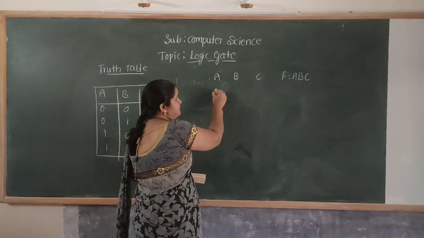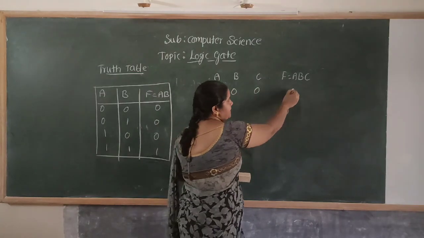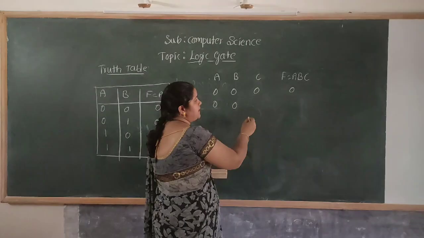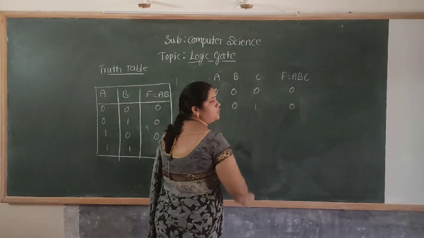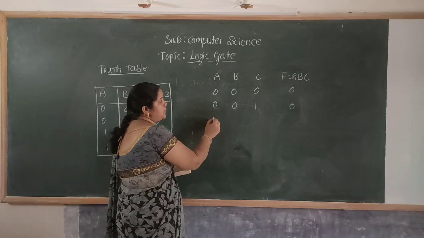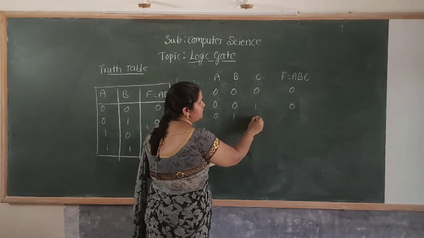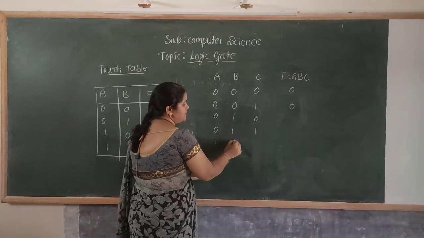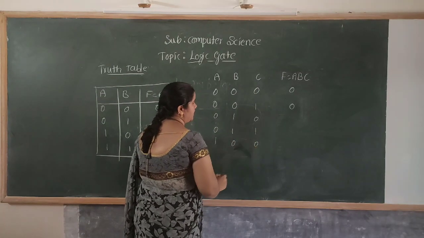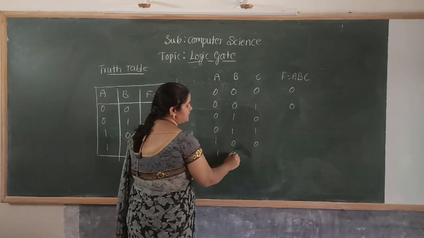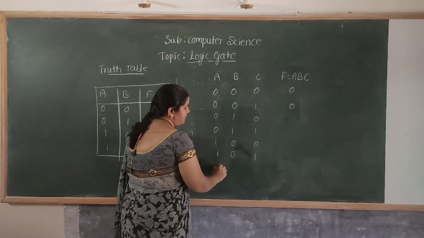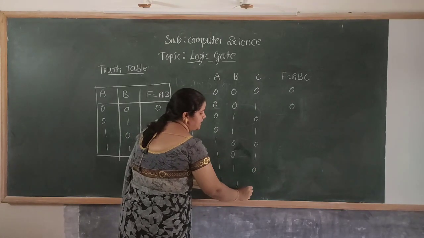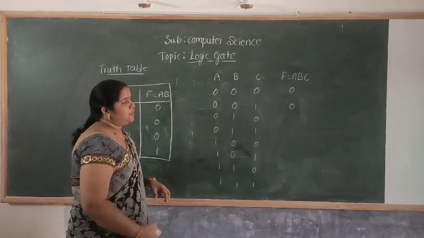When all inputs are 0, the output will be 0. A value 0, B value 0, C value 1, output 0. Then A 0, B 1, C 0; A 0, B 1, C 1; A 1, B 0, C 0; A 1, B 0, C 1; A 1, B 1, C 0; and A 1, B 1, C 1. This is the truth table.